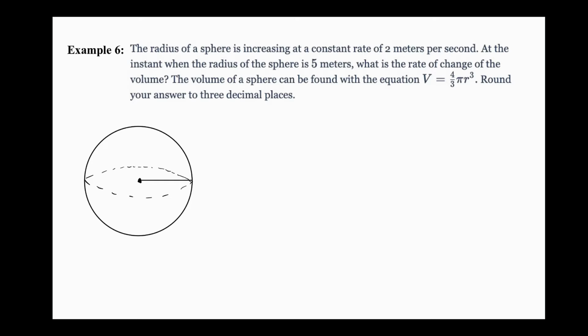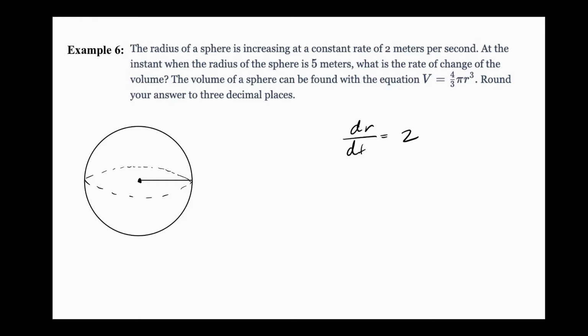Okay, so the first sentence says the radius of this sphere is increasing at a constant rate. At a constant rate means it's increasing at the same rate. It's not increasing and stopping. It keeps increasing at that rate, of 2 meters per second. So that's the radius increasing. That's a rate, so for rate, we're going to say dr/dt. It's increasing, so it's positive 2.